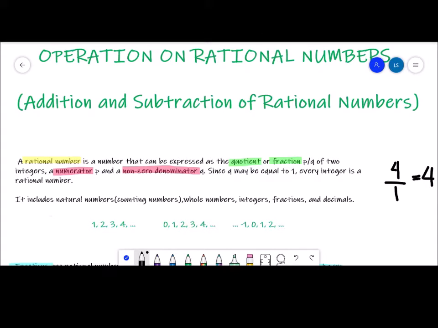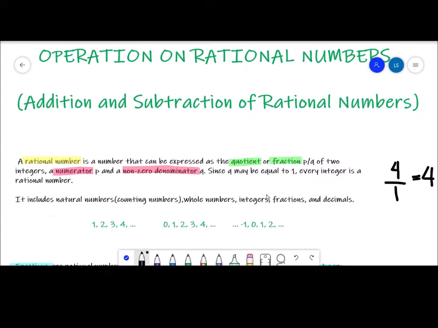Next, it includes natural numbers or counting numbers. So, ano nga ba ang natural numbers at counting numbers? When we say natural numbers or counting numbers, these are the numbers that we use to count. So, makikita natin ito sa ating kapaligiran kasi ginagamit natin sa pagbilang. Next, we have whole numbers. So, yung ating natural numbers, pag i-include natin ang 0, ang tawag niya doon ay whole numbers. So, start tayo ng 0, 1, 2, 3, 4, and so on.